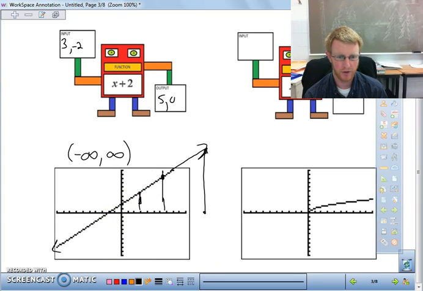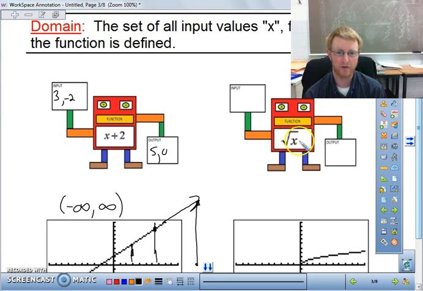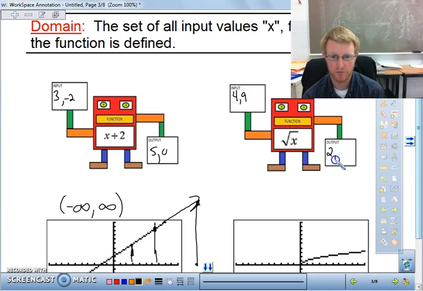Okay, let's look at something a little bit different here. This top function, we have the square root of x. So what are the restricted values of the square root of x? Well, we can plug in 4, and that gives us 2. We can plug in 9, and that gives us 3. But what happens if we try to plug in a -4? Well, the output of that is really 2i. But that's not a good value, so we cannot plug in negative values for our square root function.